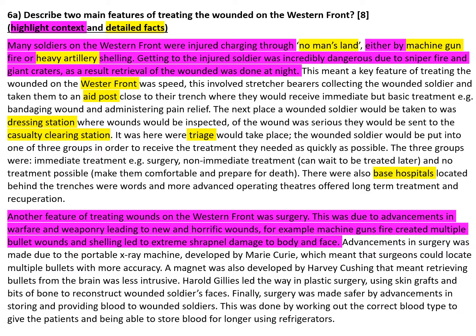So instead of just saying triage is in there, I've said there were loads of different places you could take a soldier, where they would be judged to see which place they should go to next to receive the care that they needed. And that way I'm using lots of detailed facts like aid post, dressing station, casualty clearing station, triage, base hospital, stretcher bearers, and I'm able to use loads of examples.